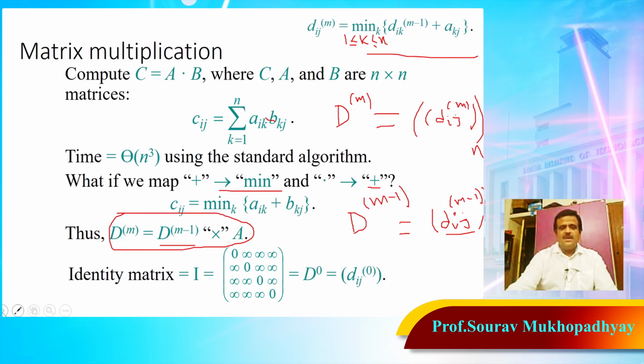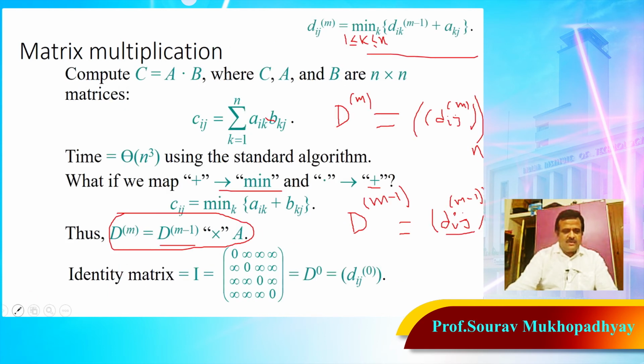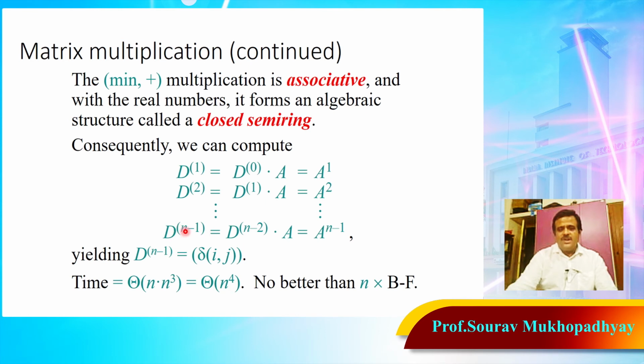Now, we are looking for D^(n-1), sorry, D to the power n minus 1, which will give us all the d_ij's. So, what is D0? D1 is D0 into A, and since D0 is the identity matrix, this is A. D2 is D1 into A, using this formula. This way, D^(n-1) is A to the power n minus 1. So, this is nothing but our delta_ij.